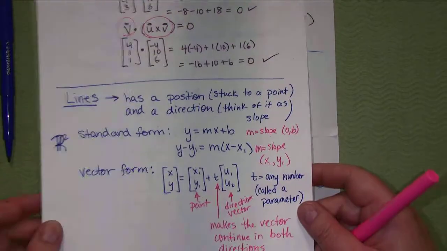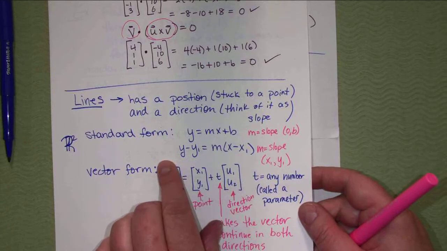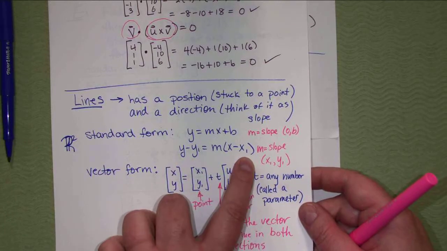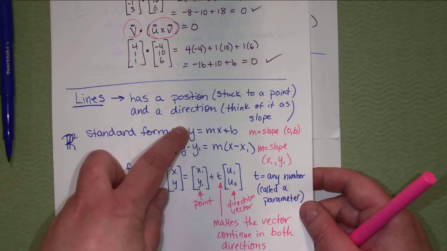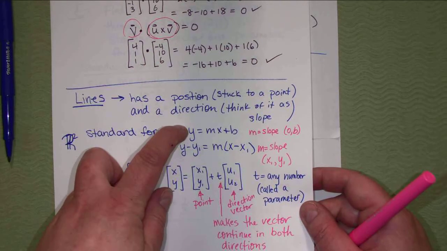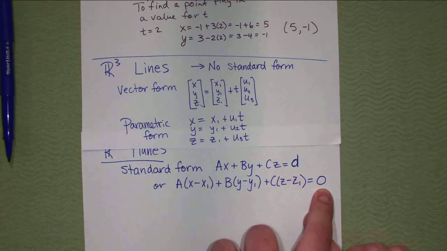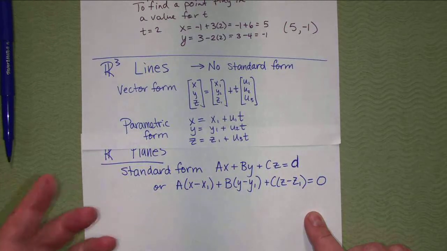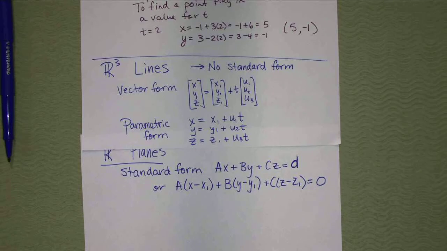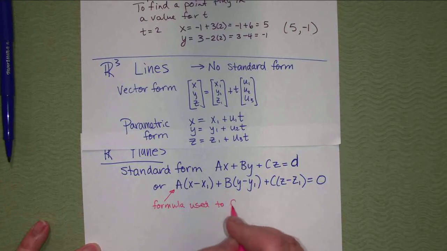So when we talked about lines in R2, I said standard form was y equals mx plus b, or y minus y1 equals m times x minus x1. I use this form, and then we work it out so that it looks like that. Okay, this is the same idea. So we're going to use this form with the 0 on the end. We work it all out, rearrange it, and then it will look like that. So this is sort of the formula used to find standard form.